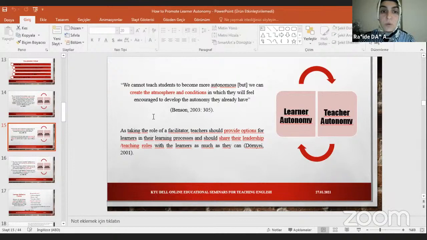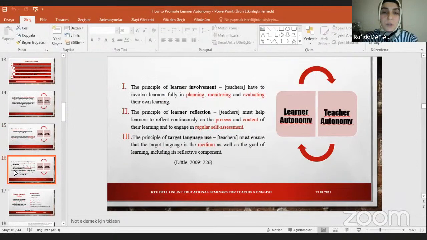Okay, so you can find some ways to provide some options for your learners in their learning processes. To do this, as I said, you should share your leadership and your teaching roles with your students as much as you can and they can as well. So here, I suggest some principles so as to provide some autonomous learning opportunities for you and for students.